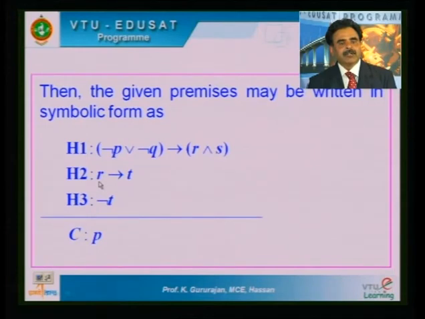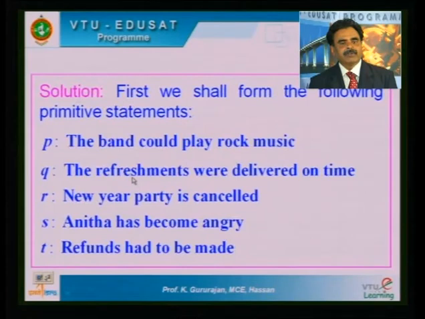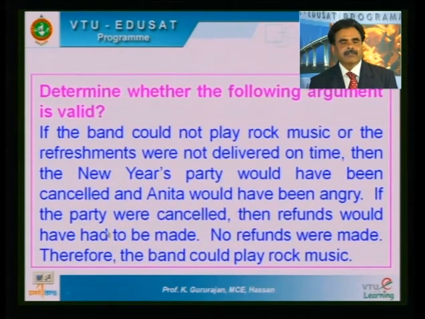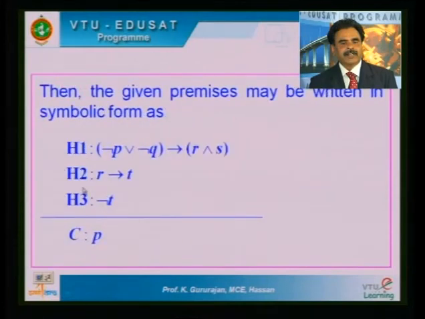The second statement is: if the party is cancelled, then refunds have to be made. That is the second premise. You can verify that if the party were cancelled, then the refund would have to be made. So this is R implying T. The last premise is that no refunds were made. So therefore, the conclusion of the argument is: the band could play the rock music.